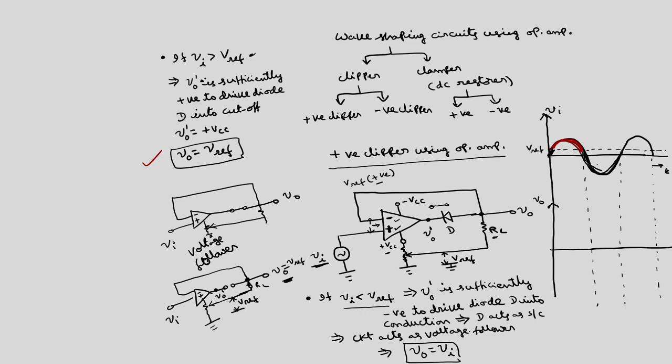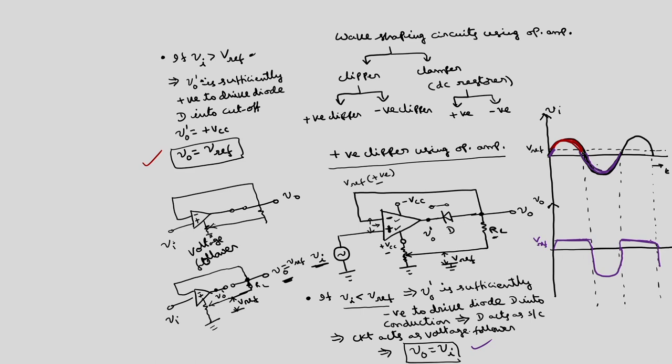During the other portions, this is the case. So if I draw the output waveform, up to V reference it will follow the input, whereas at V reference the output will be V reference. And during the negative portion, it is the same as the input. Again during positive, this is V reference. This is the output waveform. So this will clip this input signal at V reference.